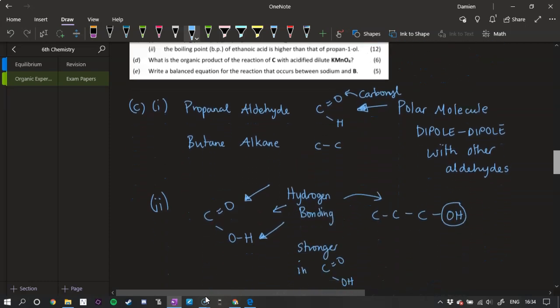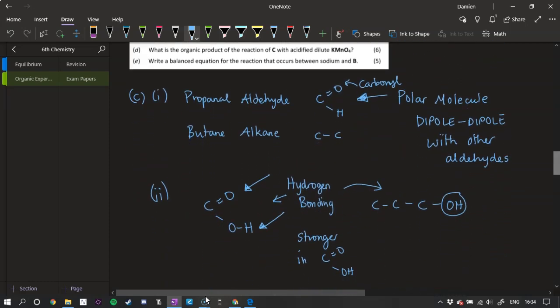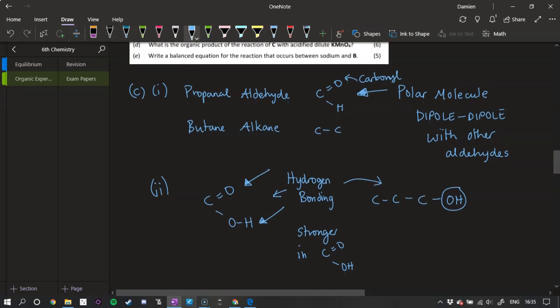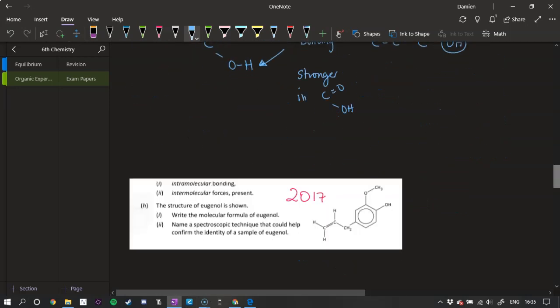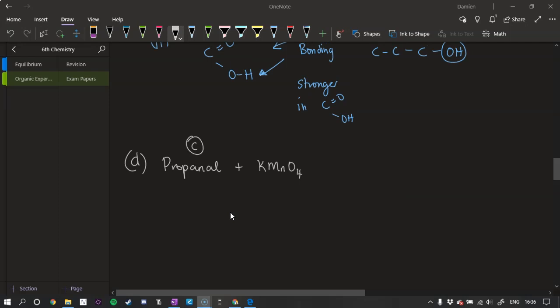The next one then, part D. What is the organic product of the reaction of C with dilute acidified potassium permanganate? Let's see. Give me a second, I'll just make a bit more space. So compound C is propanal. So this is an aldehyde. And KMnO4 is an oxidizing agent. Quite a strong oxidizing agent.